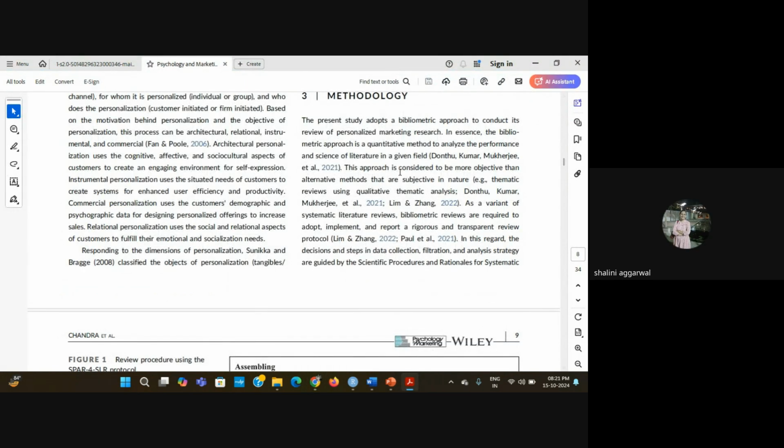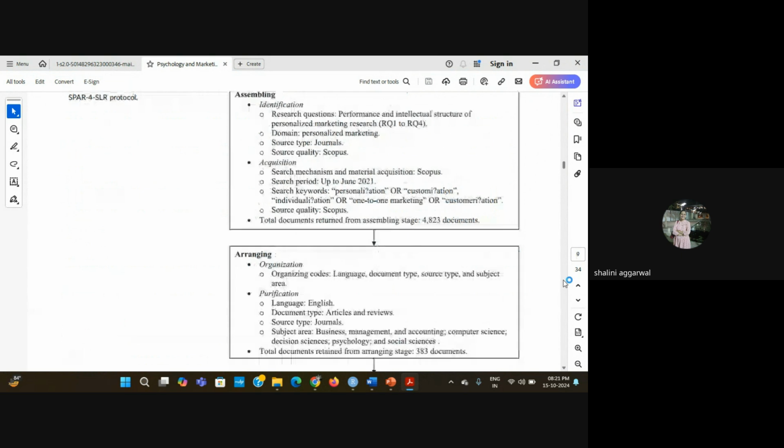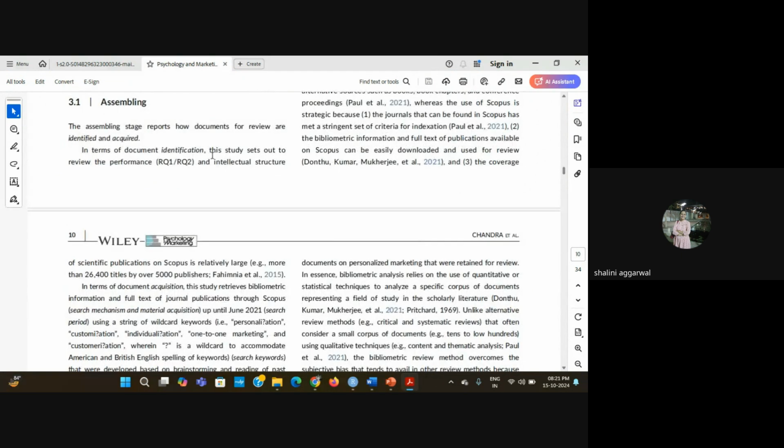ये देखो ना, this is the research methodology section. They have started and they have mentioned this over here. Look at this: the assembling stage reports how documents for review are identified and acquired. Okay. अच्छा, how the assembling of the document was done. Yes, everything. So they have mentioned everything over here as well, na?